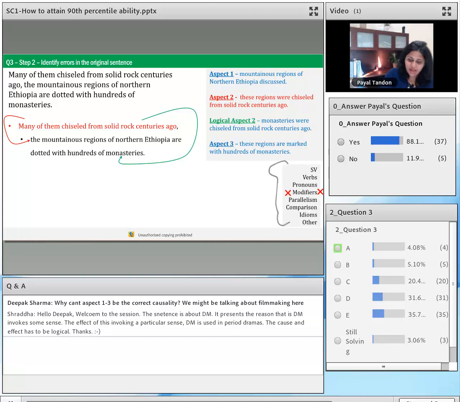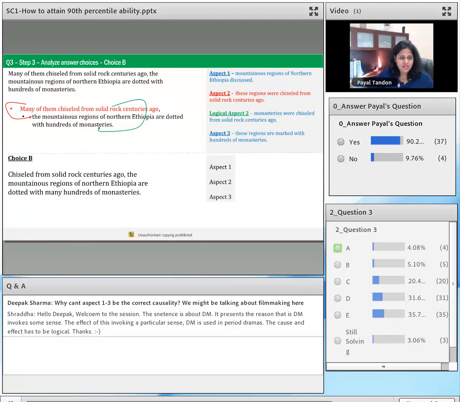all these grammar errors, most of those lead to meaning-based errors. And that's why if you approach the sentence from the standpoint of understanding the meaning, you will be able to take care of a number of grammatical errors when you get to step two, which is identify errors over here.